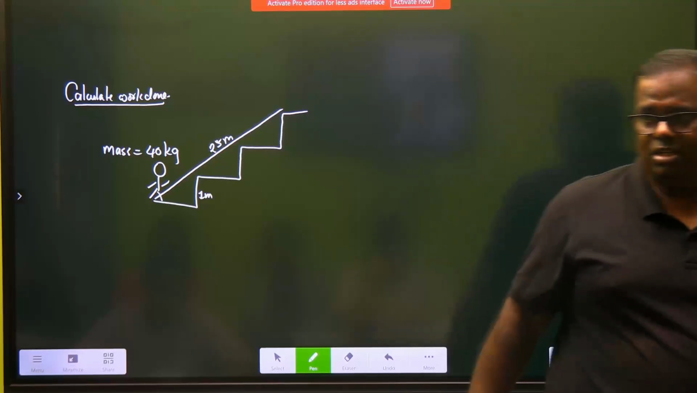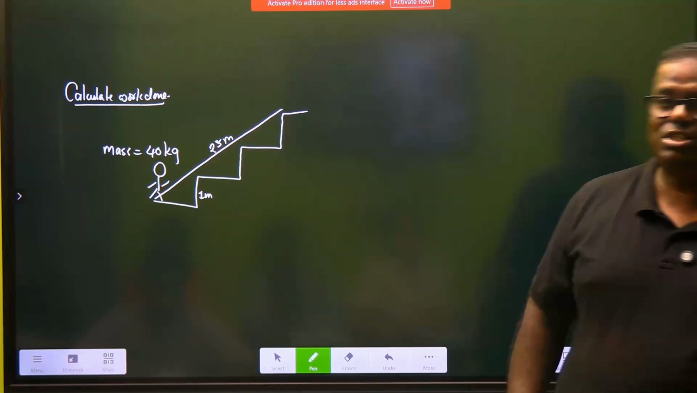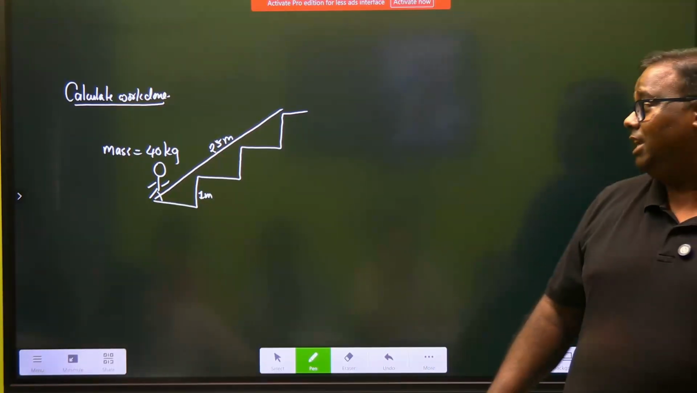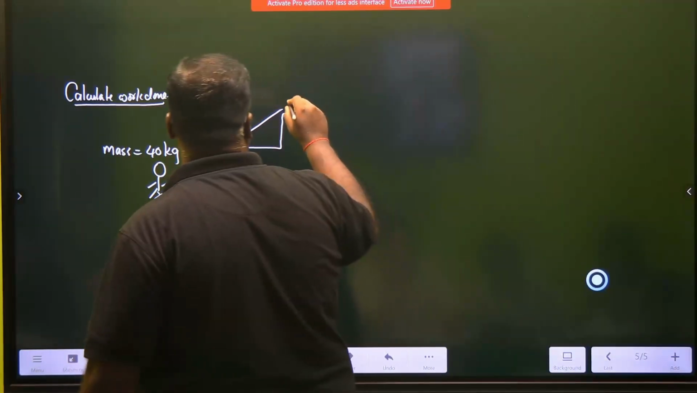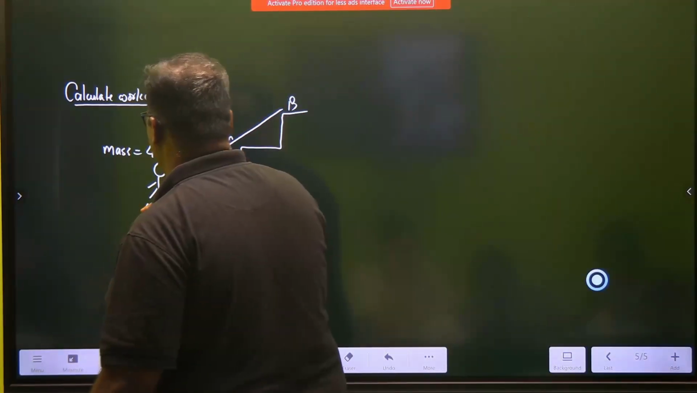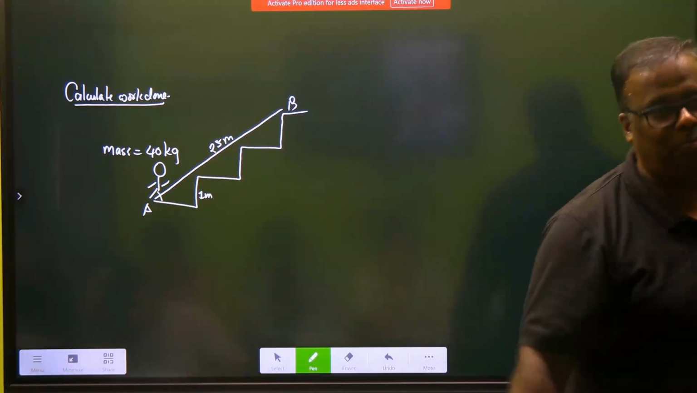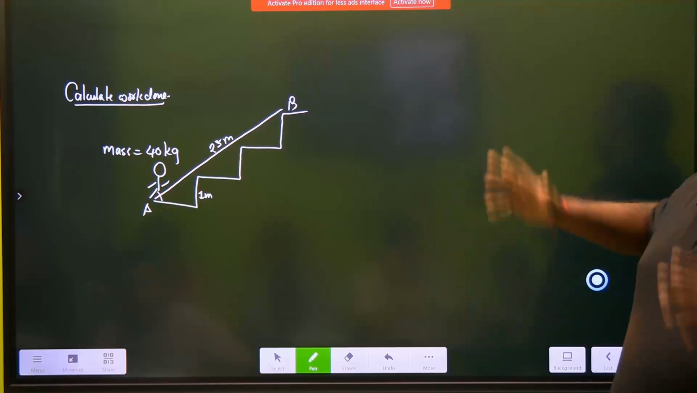Yes, he will sweat. It's an effort. That means you're burning energy. That means you're doing some work. How much work will Ryan be doing in climbing these steps and reaching point B from A? Let's see this problem. I don't want the answer. In physics, we should discuss how to approach this problem.